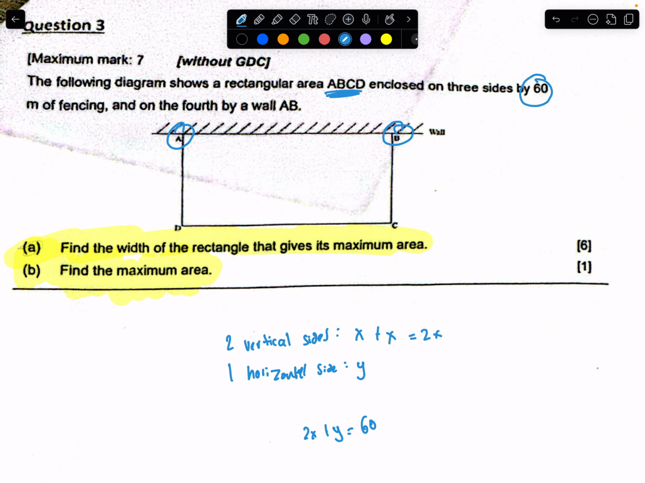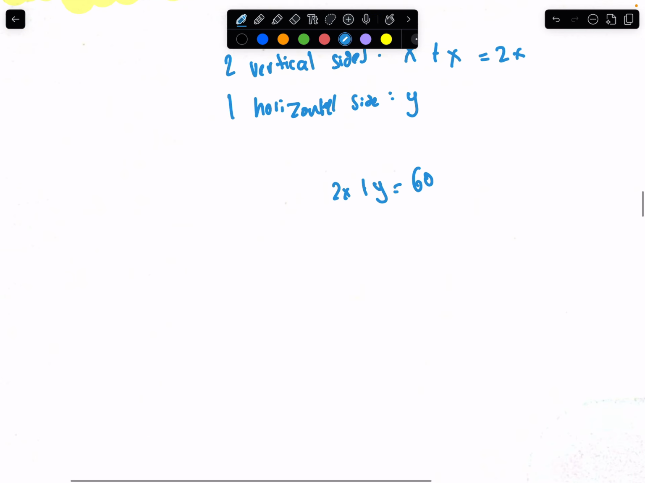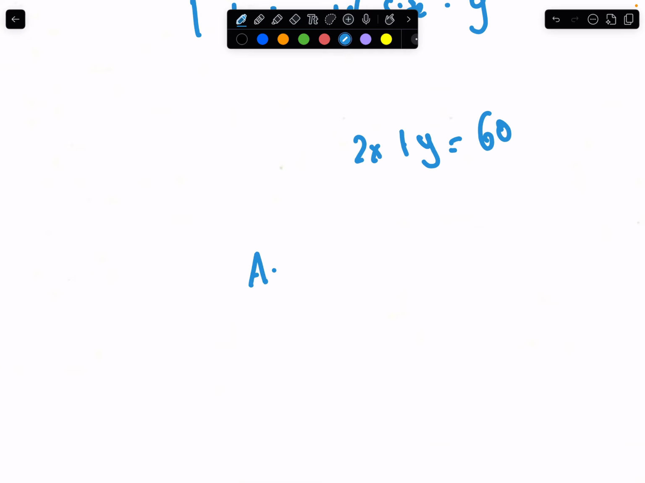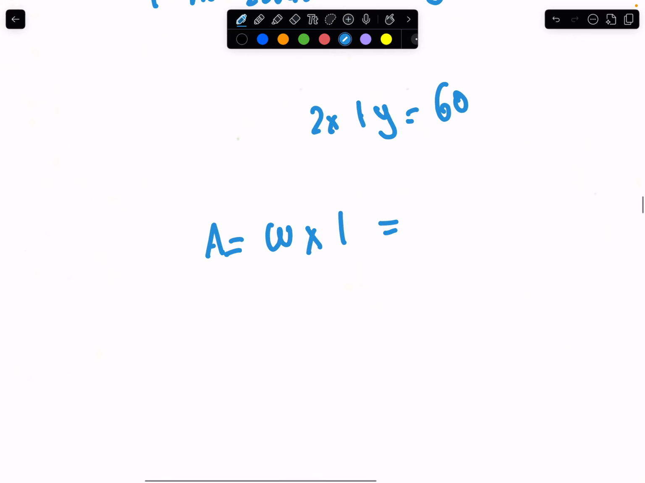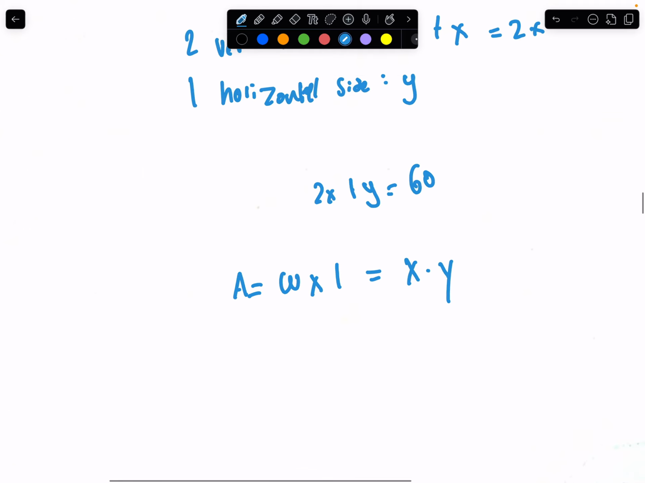Now we want to maximize the area of the rectangle. The area of a rectangle is A equal to width times length, and in regards to this question it is x times y. But right now we have 2 variables, x and y, and we want to write everything in terms of just 1 variable. So it's easier for us to differentiate.